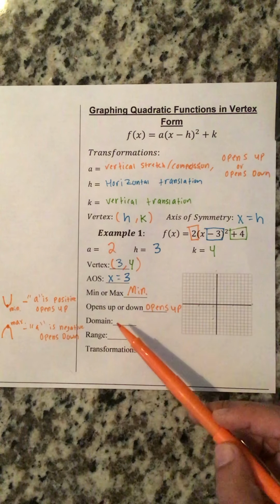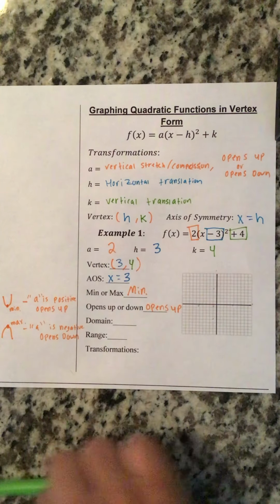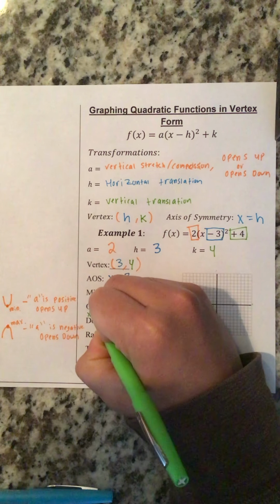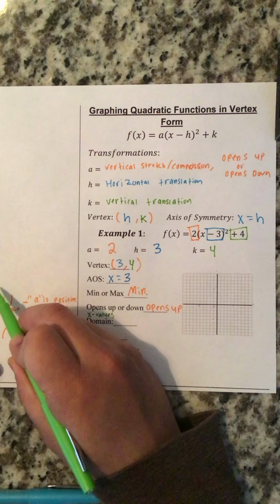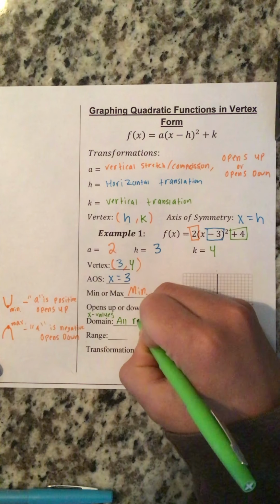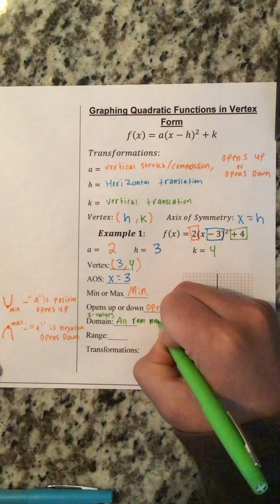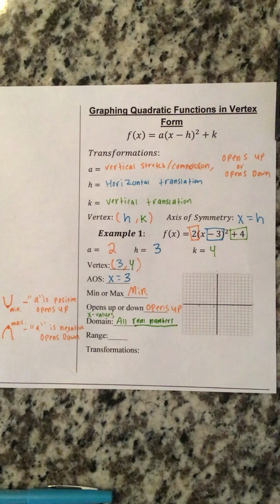Next, moving on to domain and range. So domain, hopefully y'all remember this, domain is my X values. The domain of a quadratic function is always the same thing. The domain, because remember, it goes all the way to the left forever, all the way to the right forever. So my domain is all real numbers. Just like that, all real numbers.